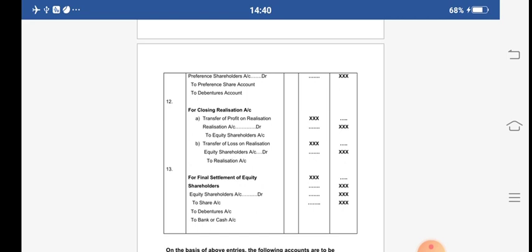But don't be afraid, because whatever these 13 entries are there, in the problem they will not ask all these 13 transactions. They will maybe ask for 4 or 5 entries. But you should know which entries are given and which entries we have to pass. It means these 13 transactions you should know. For the closing of the books of the transferor company, they will ask only 4 to 5 transactions.